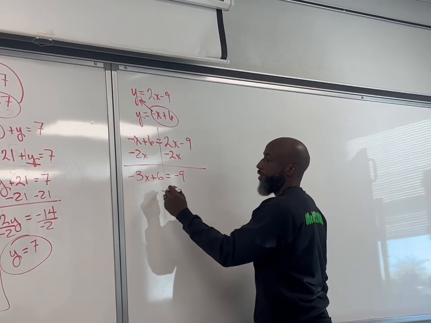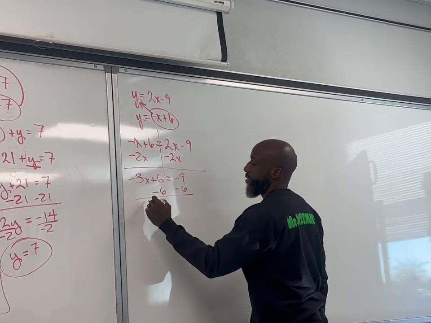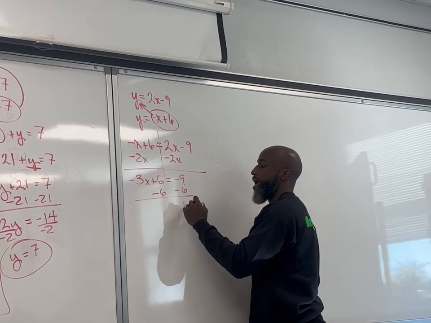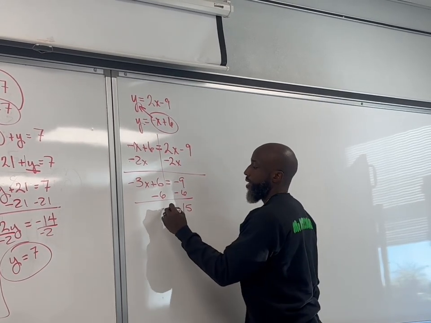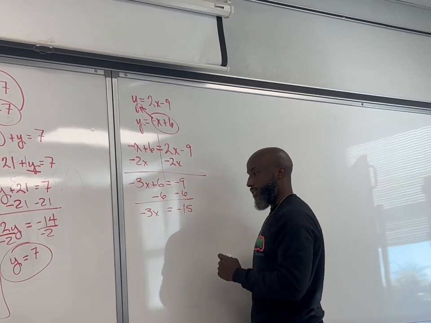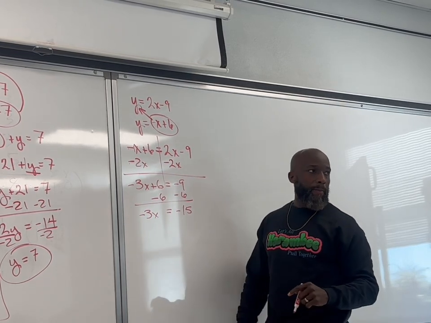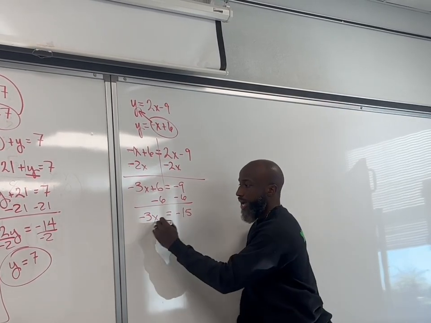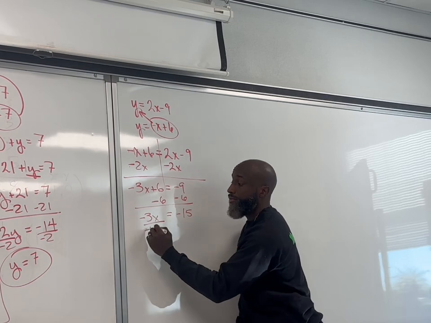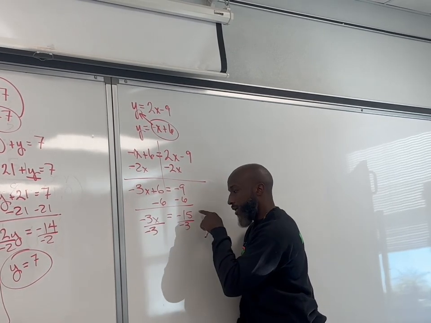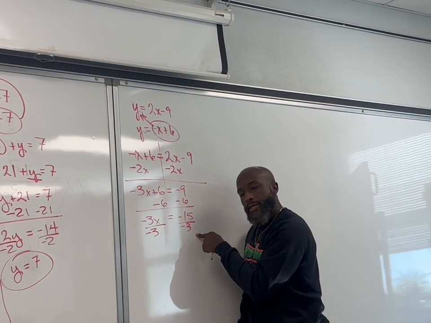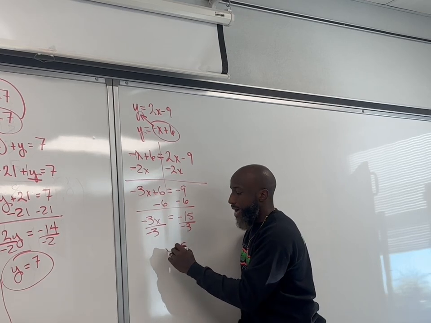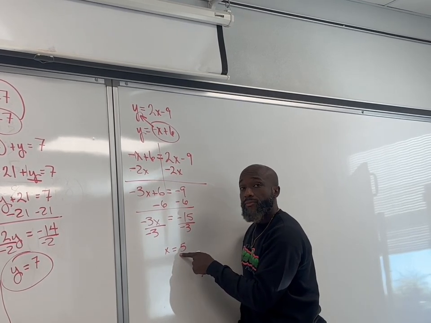Then we're going to move this 6 over. Minus 6, minus 6. Same sign, add and keep. All right, so now we have negative 3x equal to negative 15, right? Because we have to solve now, divide both sides by that negative 3. Negative divided by a negative gives us a positive. So x equals 5. Okay?